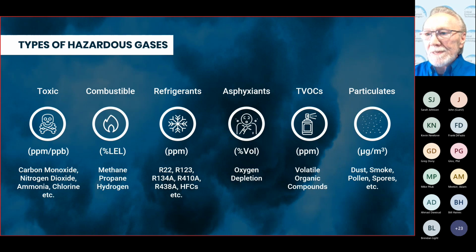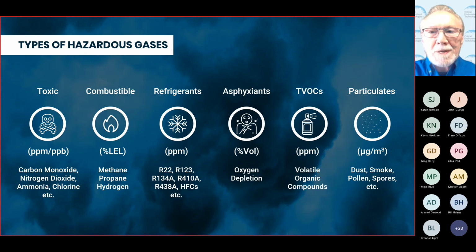Then there's refrigerants, again measured in parts per million. Although some of the refrigerants at very high concentrations are flammable, some of the newer refrigerants at high concentrations simply displace oxygen and present an asphyxiant gas type scenario. And then there's a number of different refrigerants that are toxic to human beings. So they are measured in parts per million. And now the refrigerants that are not toxic to human beings and are not flammable create an asphyxiant type gas.